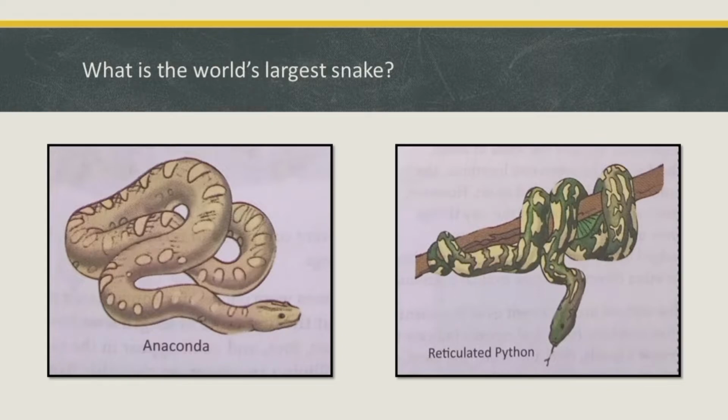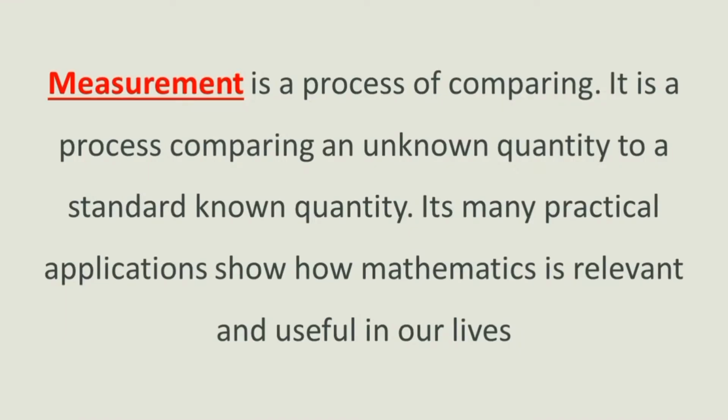After answering this question, we can say that measurement is a process of comparing. Based on textbook definitions, measurement is a process of comparing an unknown quantity to a standard known quantity. Its many practical applications show how mathematics is relevant and useful in our lives. Especially when you are dealing with science-related stuff, this topic can come in handy. In this lesson, we are going to explore the development of measurement from the non-standard units to the present international system of units.